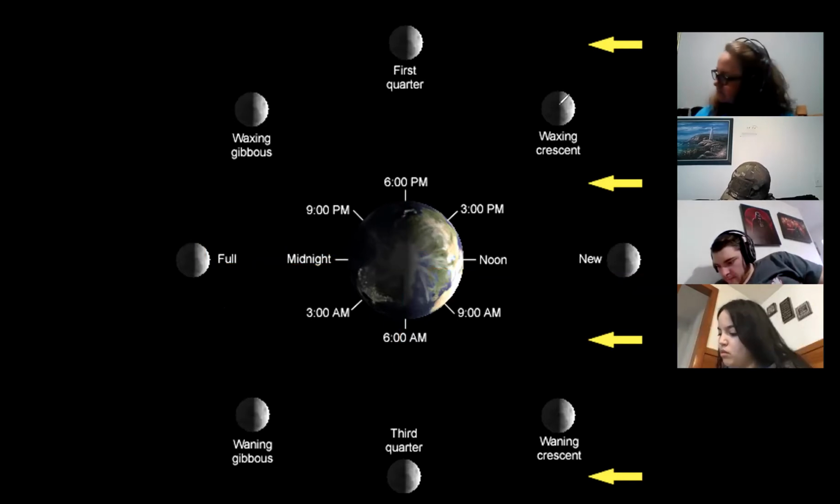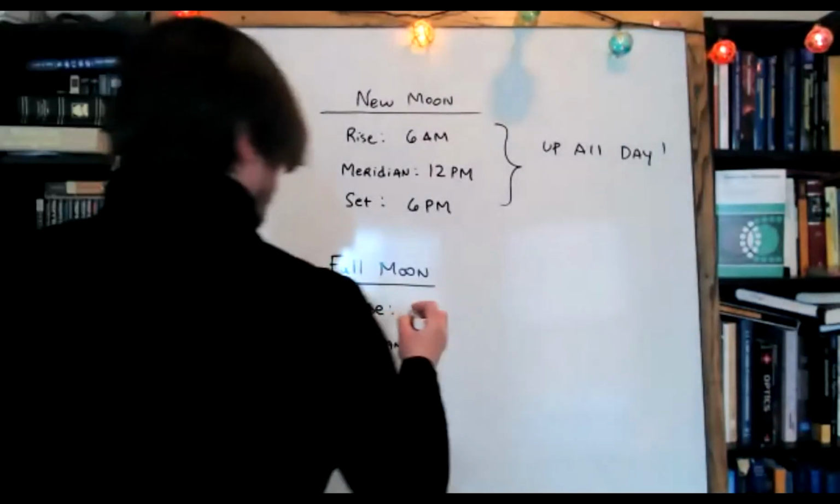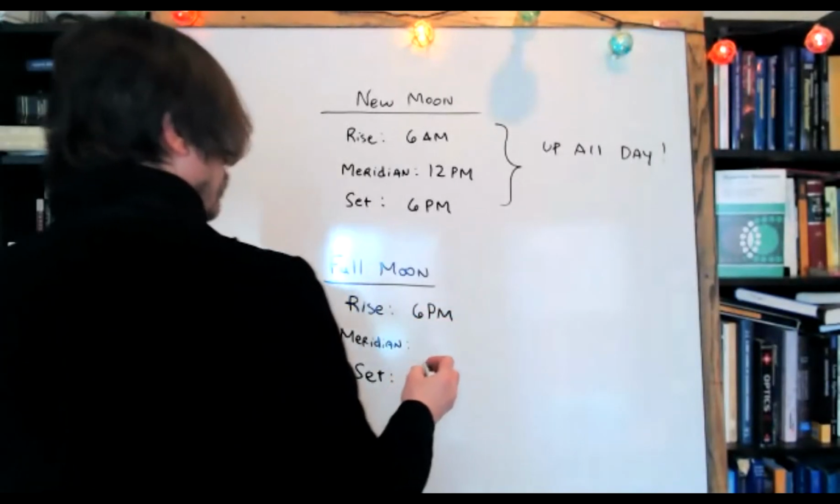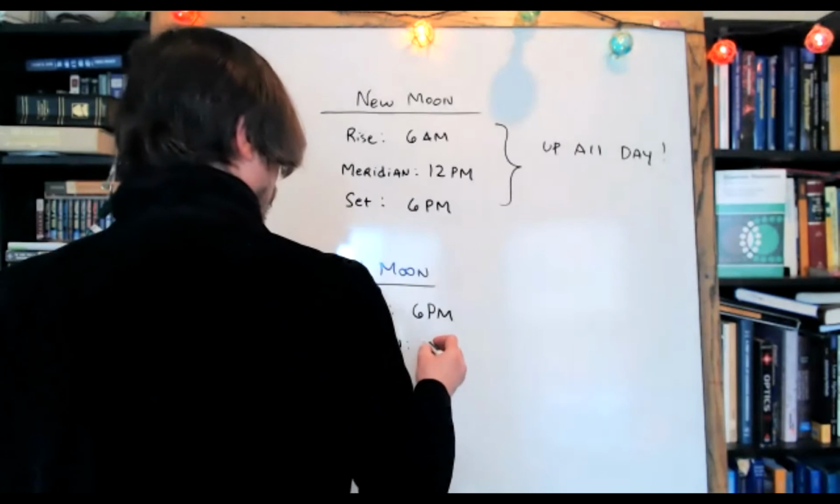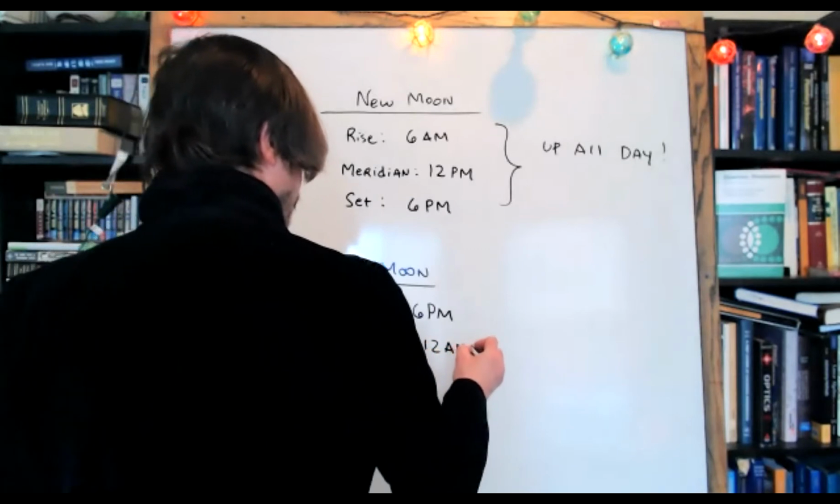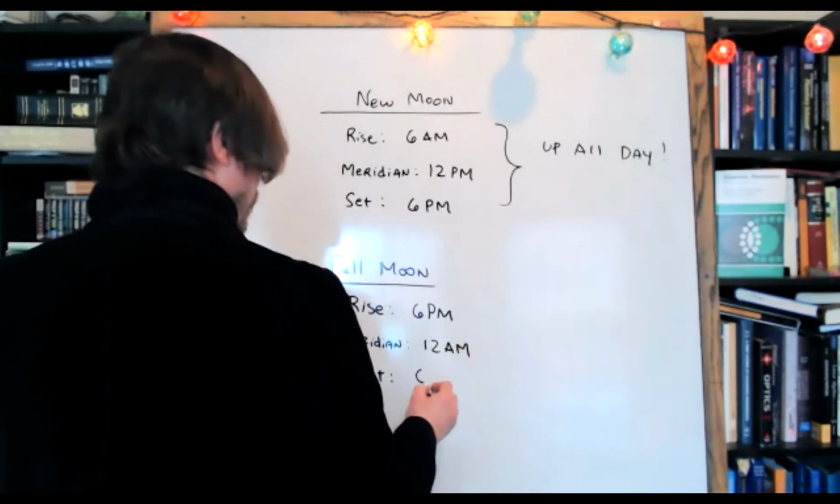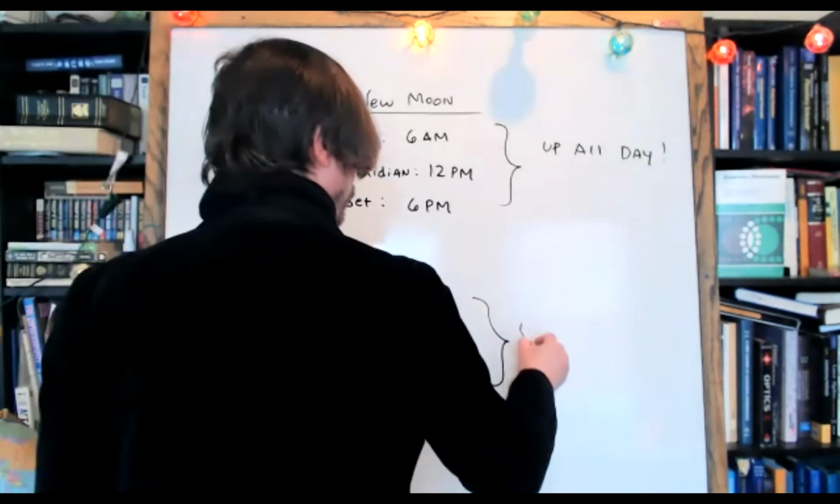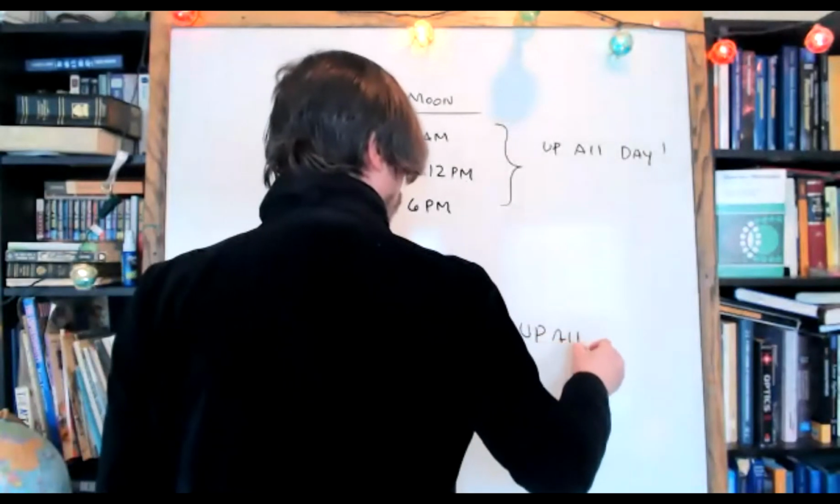Let's take that as a note, Ryan and friends. It will rise at 6 p.m. It will cross your meridian at 12 a.m. and it will set at 6 a.m. In other words, the full moon is up all night.